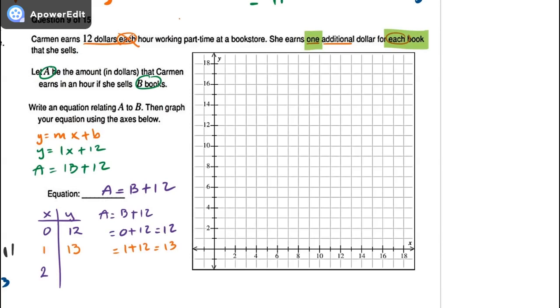Okay. And with 2 books, 2 plus 12, that will give her $14. Then what we're going to do is plug these points into the graph. (0, 12). 0, go up 12. So this is your beginning. (1, 13). 1, go up 13. And 2, go up 14. And we draw the line through those 3 points. That's it for number 9.